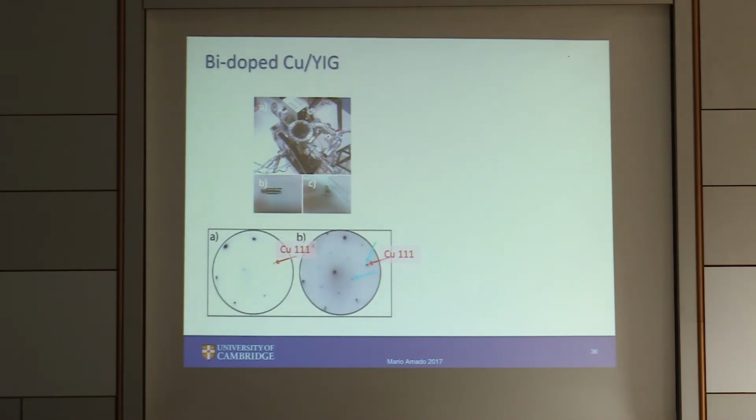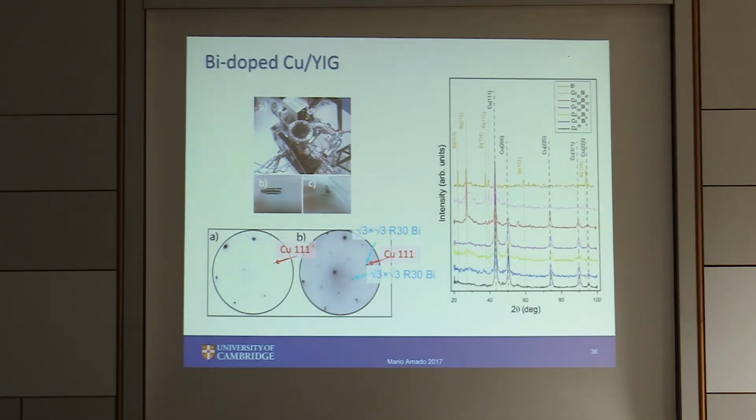Here you have the spectra with the copper 111 growing on a sacrificial sample. You can see that as we start to increase the concentration of bismuth, we also observe the square root of 3 times square root of 3 reconstruction of bismuth on these samples. We cannot go beyond 10% of bismuth in copper, unfortunately. If we go beyond that, we start to get clustering and segregation of the two phases. We have observed this on just normalized XRD.